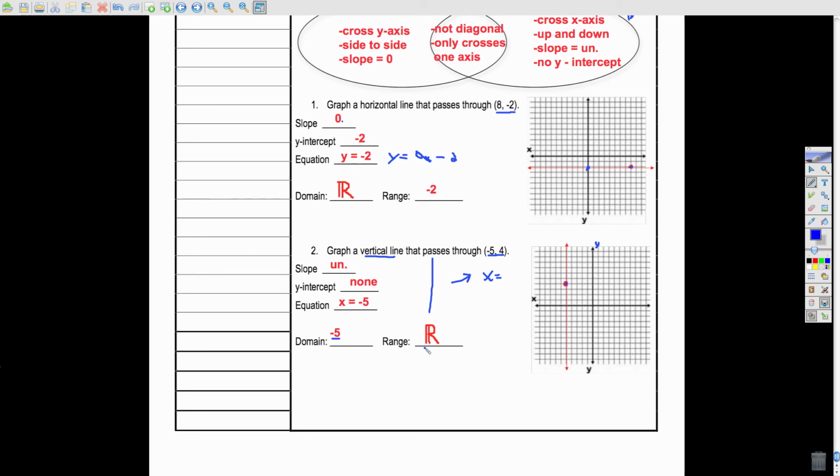The domain is -5. The range is all reals. Again, your range is your y values. It goes up forever, it goes down forever. Infinity in both directions, that's all real numbers.